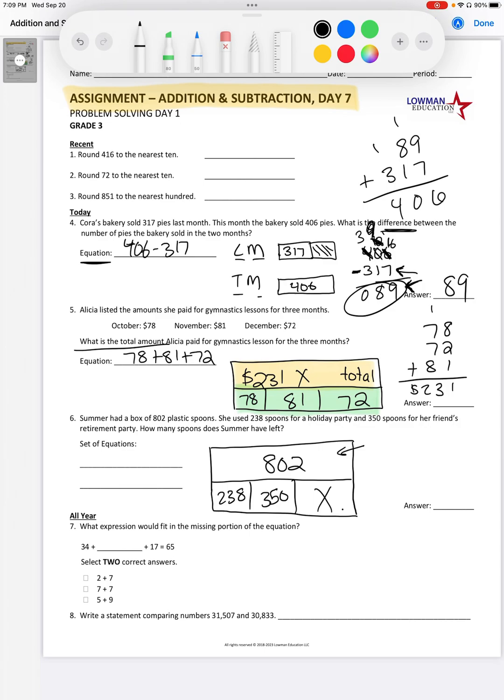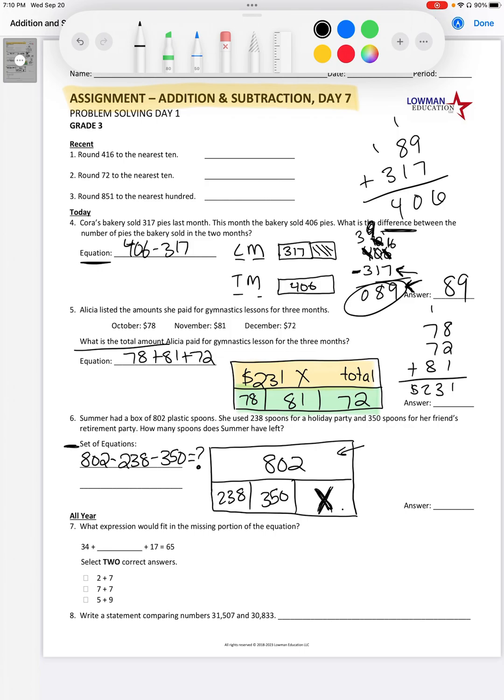If we have a total and we're taking parts away and we're trying to find a missing part, that is going to be a subtraction problem. So right here where it says set of equations, our equations to solve this could look like this. Our total minus the first part that she used minus the second part that she used equals something.